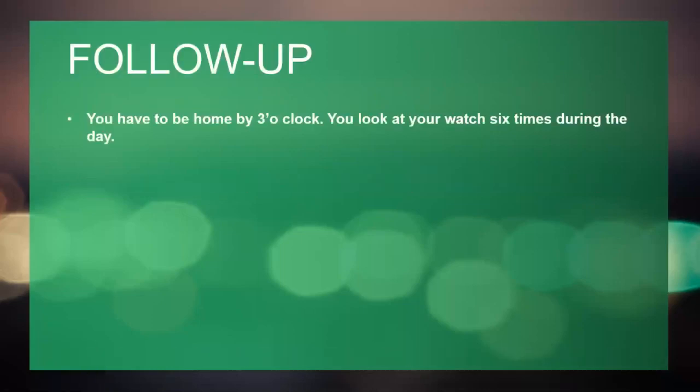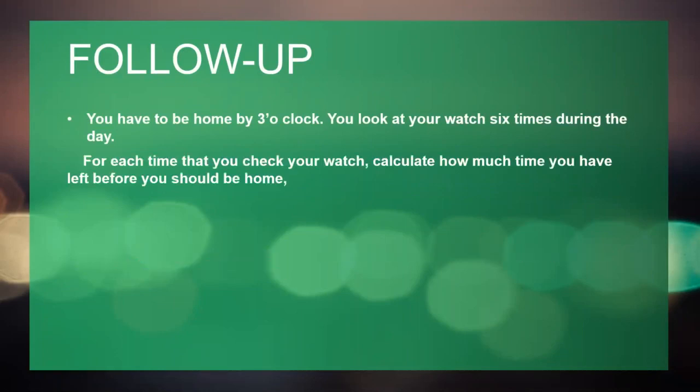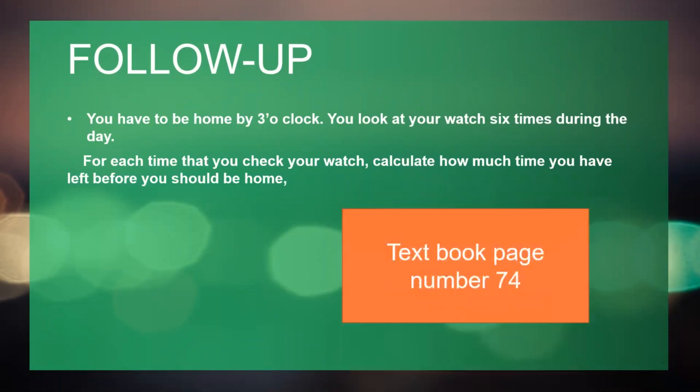Here comes your follow-up. This is your question. You have to be home by 3 o'clock. You look at your watch 6 times during the day. From each time that you check your watch, calculate how much time you have left before you should be home. So actually you have to do this question in your textbook page number 74. In that page you will be getting 6 different pictures showing 6 different times, and you need to calculate how much time you have left before you should be home, keeping in mind that you have to be home by 3 o'clock. So just do that in your textbook, share it via Class Dojo.